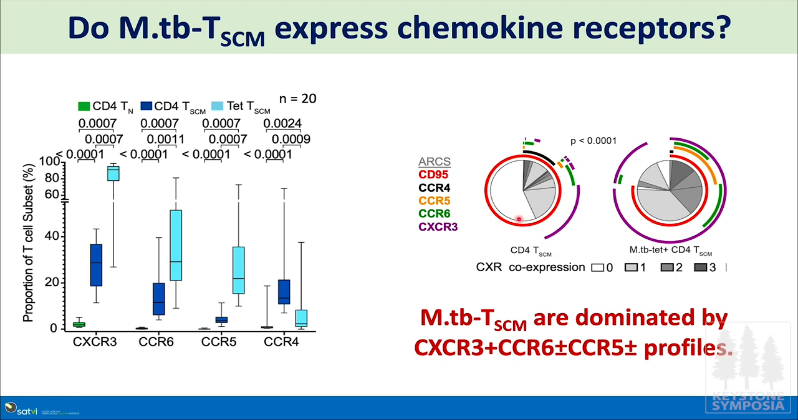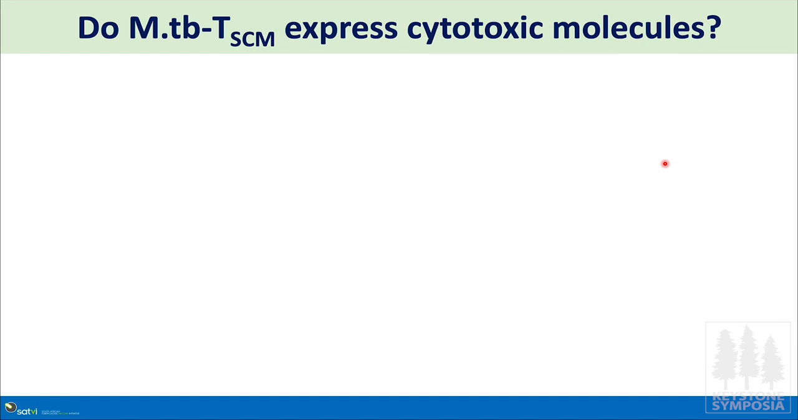And when we looked at the co-expression of the different chemokine receptors, we can see that overall, the MTB-specific TSCMs have a more heterogeneous expression profile, characterized by different proportions of CXCR3, CCR6, CCR5 co-expressing profiles. Even though we didn't use CD95 as the marker of TSCMs, we can see at least 75% of these individuals, highlighted by this red arc, express high levels of CD95, and actually a very low proportion of the MTB-specific TSCMs express none of the chemokine receptors or CD95, suggesting that these could truly be naive T cells. So the next thing we wanted to know is whether MTB-specific TSCMs express cytotoxic molecules.